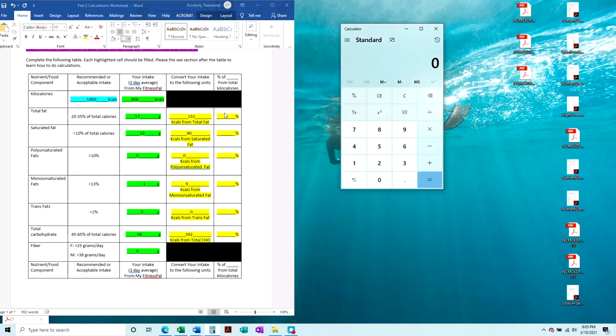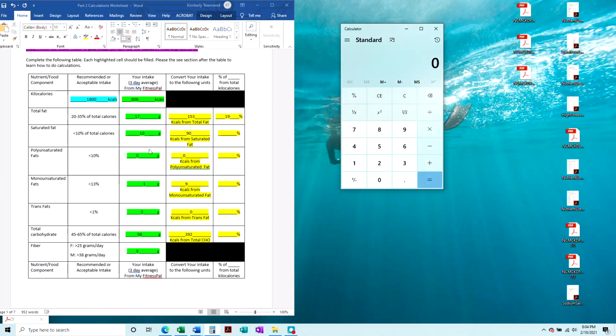Now we're going to go ahead and start with the percentages. So now this is 153 of your total kilocalories coming from your total fat. So to get this percentage, you're taking your 153 and you're dividing it by the actual amount of calories you ate. So in this instance, it would be 806. So that gets me 18.9. Now to get it to a percentage, don't forget to times it by 100. So this number for me, and I'm going to round it, is 19%.